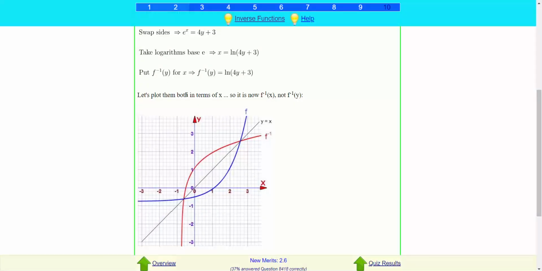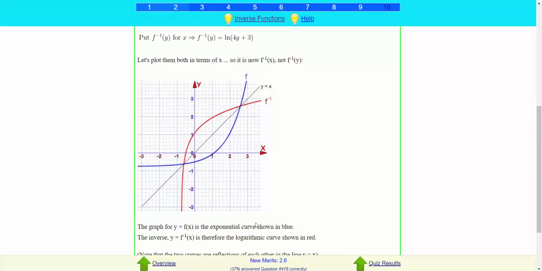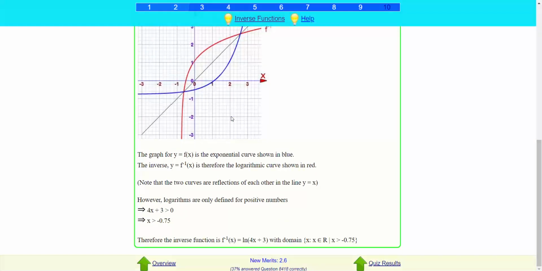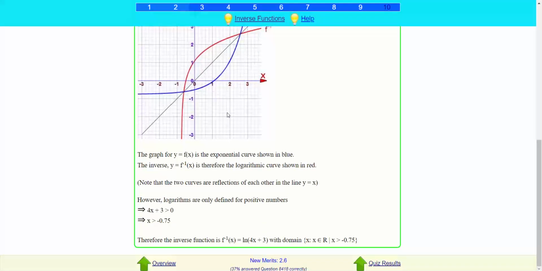Let's plot them. Can you only know the domain using the plot? It's super weird. Is the exponential curve in the blue? Okay. Is therefore the logarithmic curve shown in red? Okay. Reflections of each other. Fine. However, logarithms are only defined for positive numbers. Yes. So how come you're solving for x?